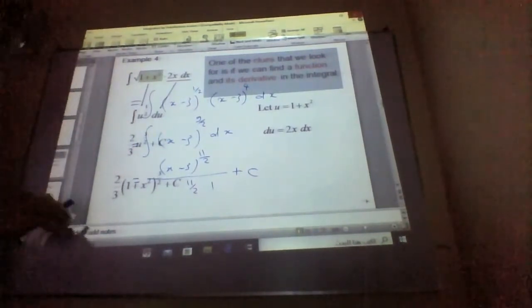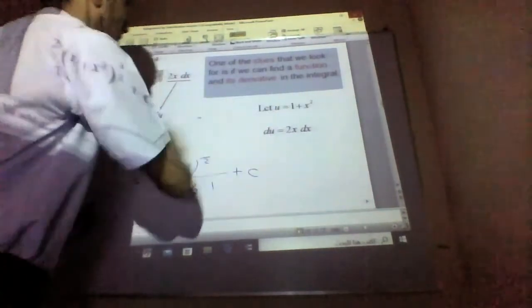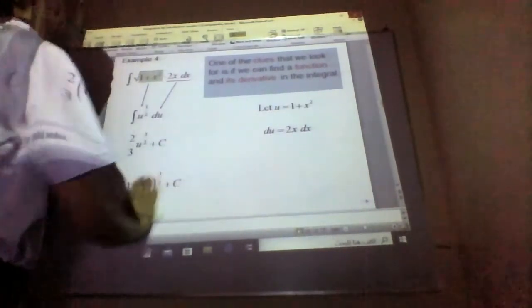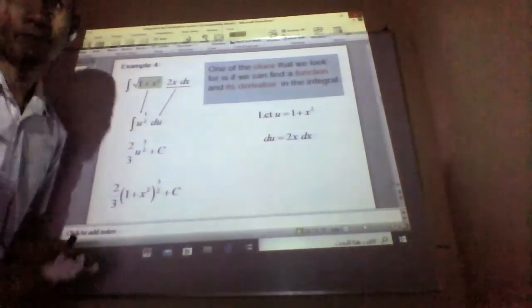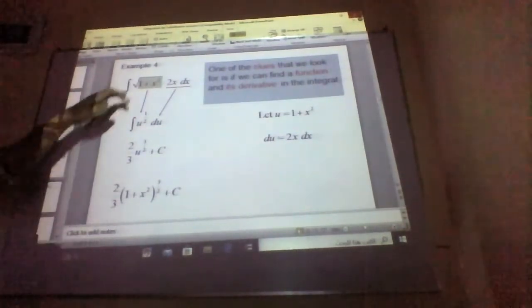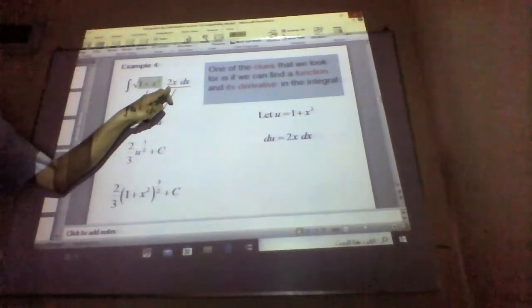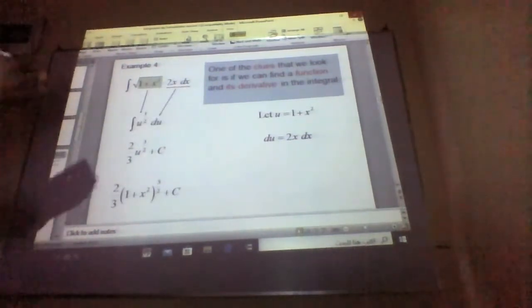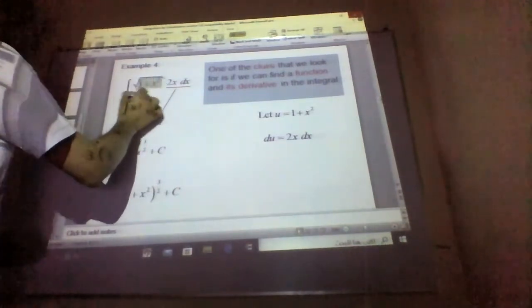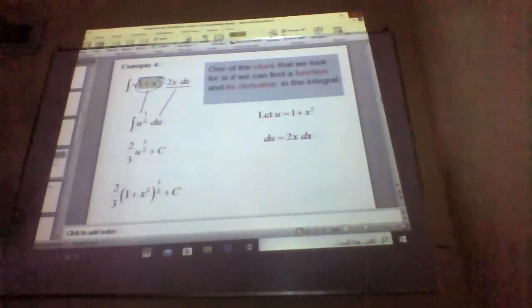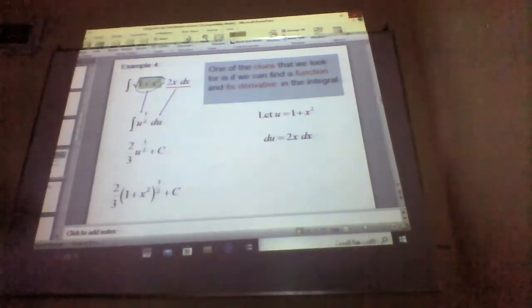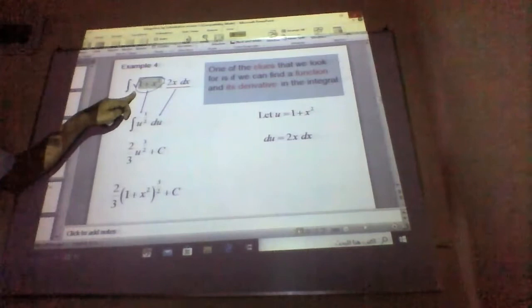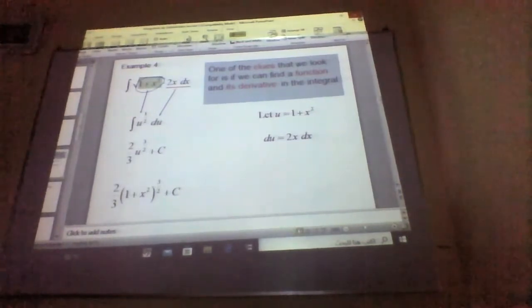Another example. Now we have square root of (1 plus x power 2) multiplied by 2x dx. If we look under the square root, we will find a second degree function, and we can't factorize this expression. What will we do?